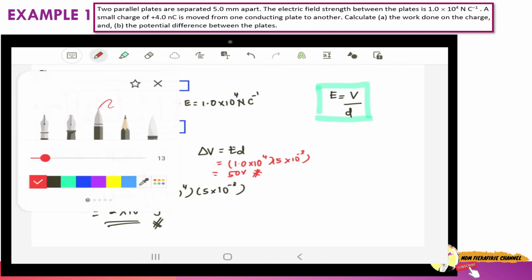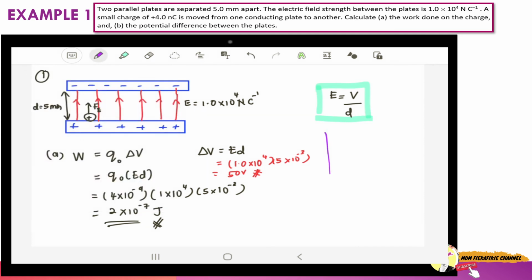You can use another method. Let's say you want to find the work done on the charge in order to move the charge from the positive plate to the negative plate. You can still use this equation where W is equal to Fe times D. Remember, the equation of work is the amount of force times the distance traveled by the charge, where W is equal to QE times D. Here you can see we still have the same equation, and the answer should be the same for part A.